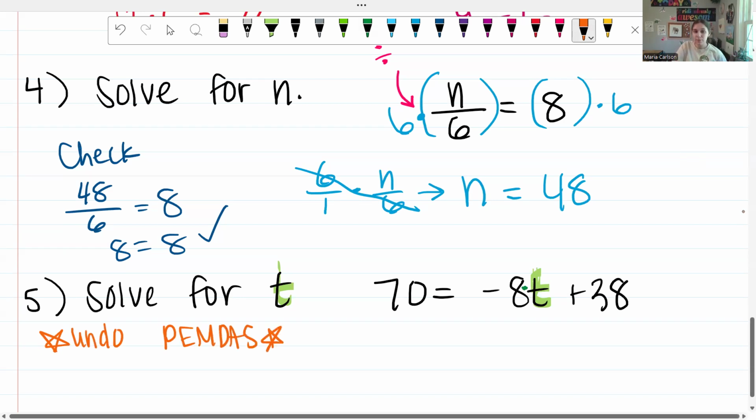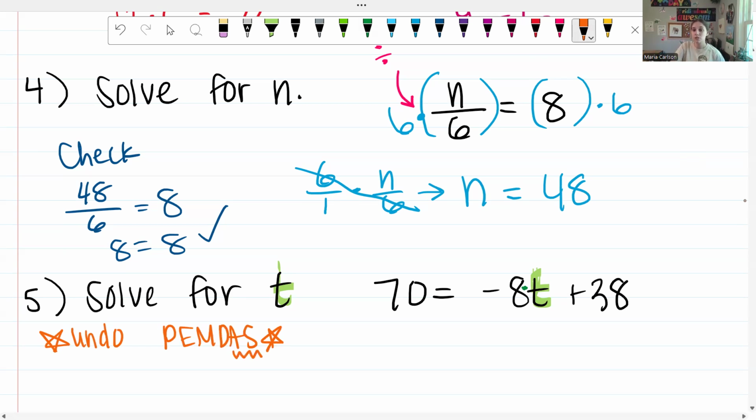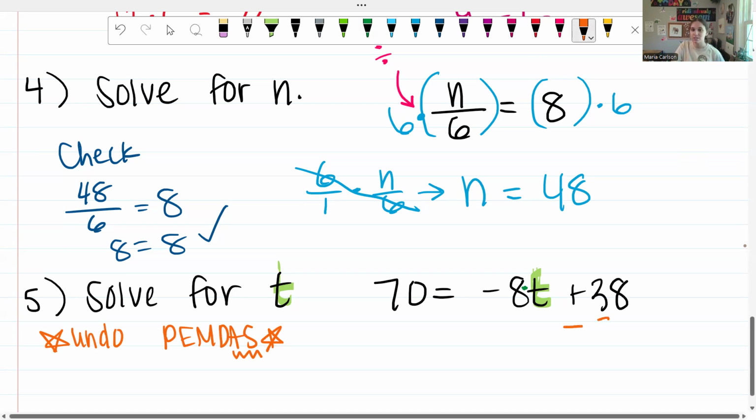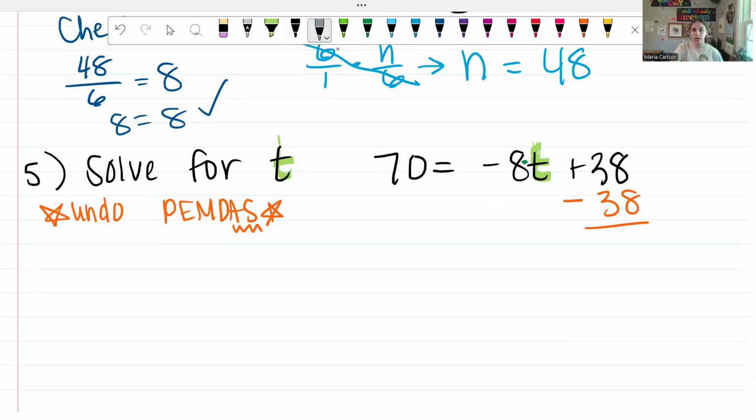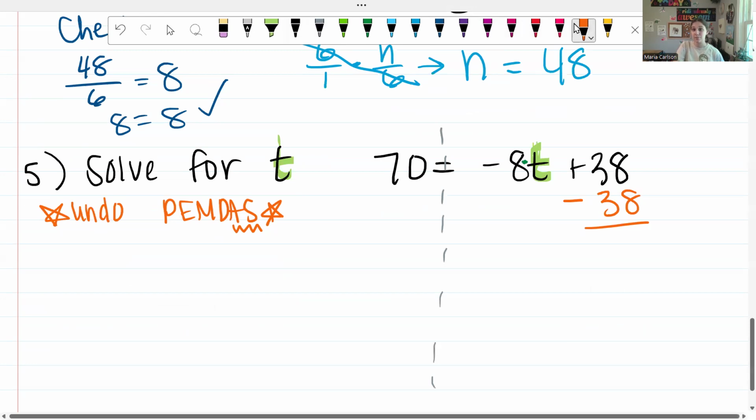So at the end of PEMDAS is the addition and subtraction. That's what we're going to start with. So I'm going to start by tackling this 38 that's being added to negative 8t. And to essentially get rid of this 38 that's positive, I'm going to subtract 38 from both sides. And sometimes, if the equations are a little bit more complex, I will draw a dashed line through my equal sign, and that's going to help me keep the left and the right-hand side separate. So I'm subtracting 38 from both sides.